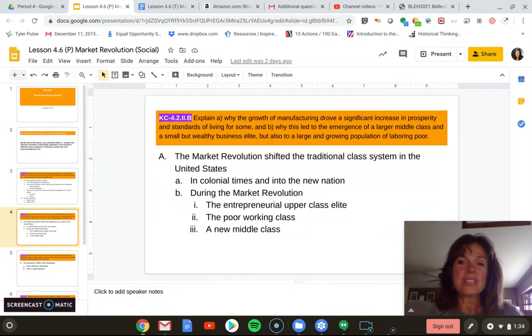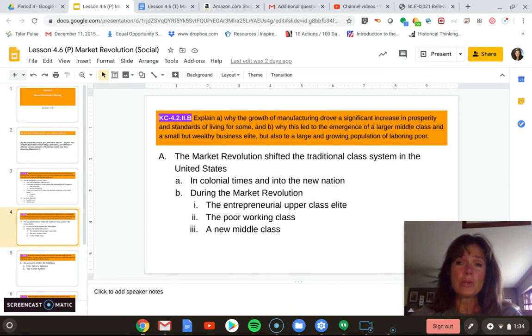Moving on to key concept number 2: the growth of manufacturing drives up this idea of a middle class. In America, we had the elite and we had the poor. So the market revolution shifts the class system. As I said, in colonial times and into the new nation, society was divided into two classes. You had the upper class elite, New England merchants and Southern planters, and just about everybody else was poor working class, whether they were subsistence farmers or small shop owners.